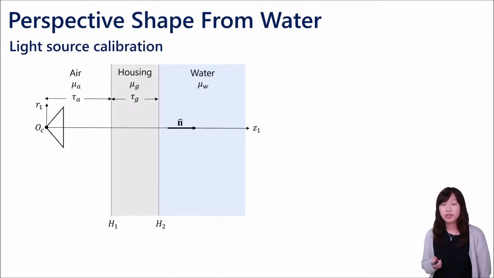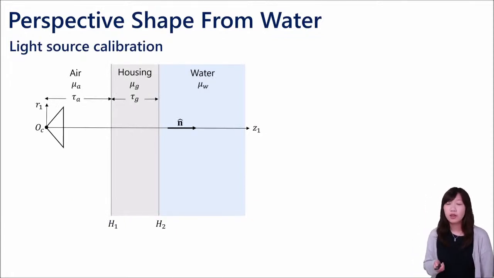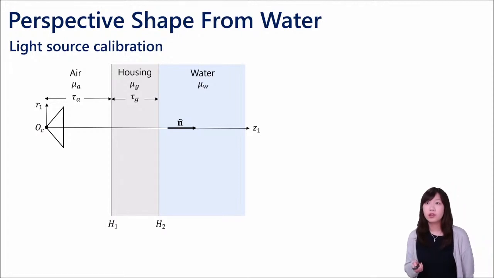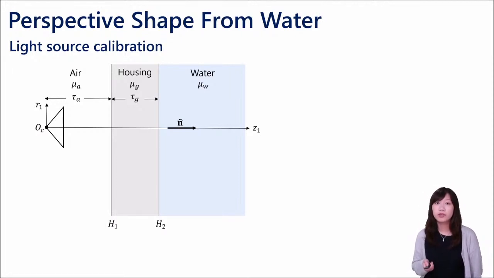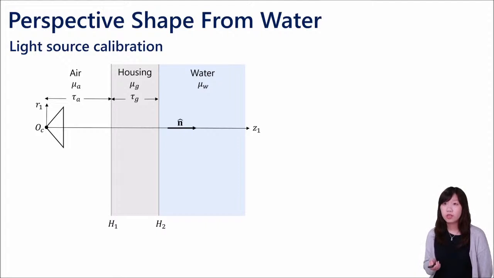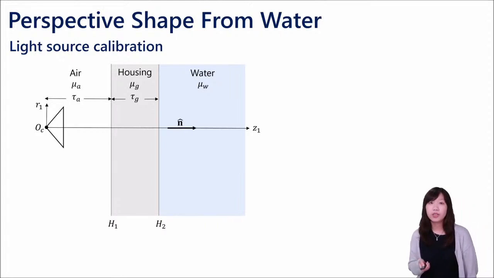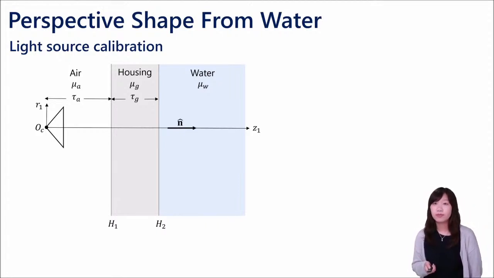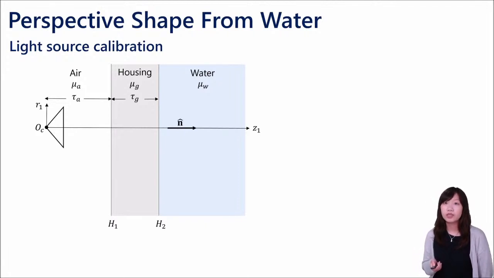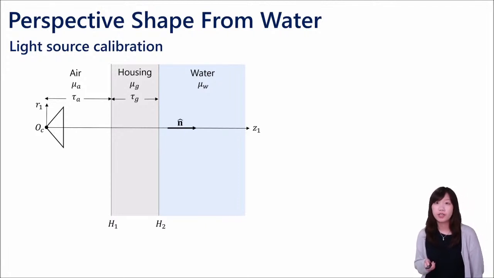To recover the depth of an underwater object, we need to know both the positions of light source and camera with respect to the housing. For this, we derive a novel camera light source calibration method. We assume the intrinsics of the camera is calibrated beforehand.